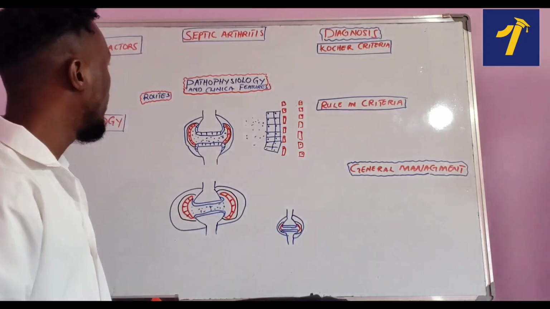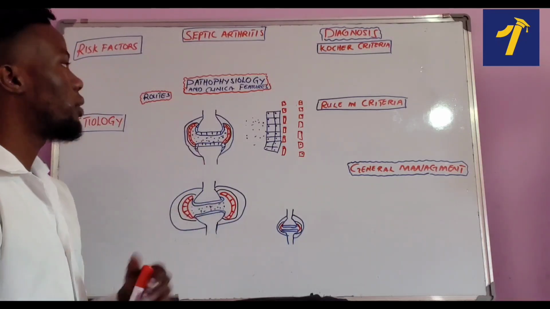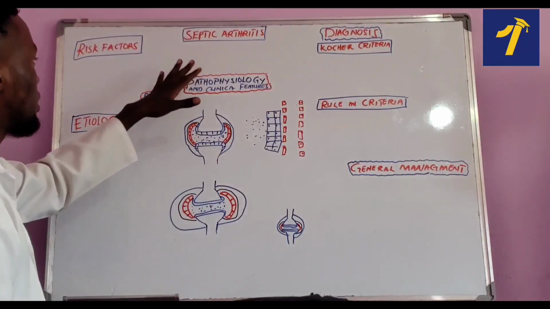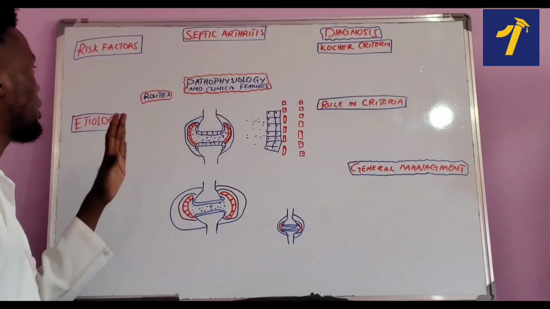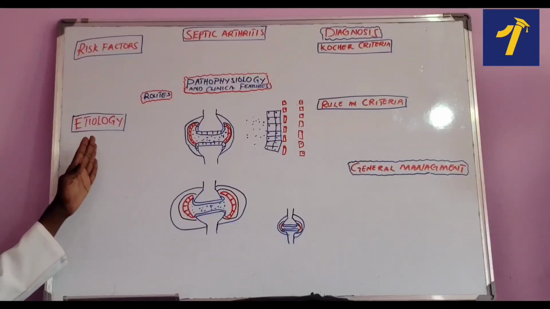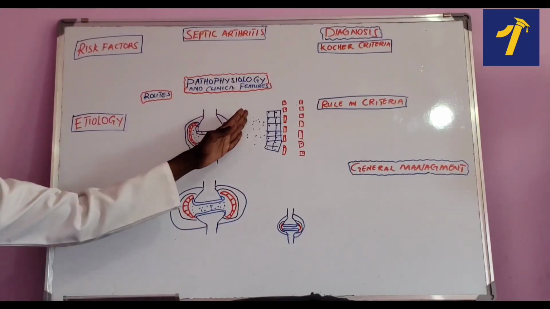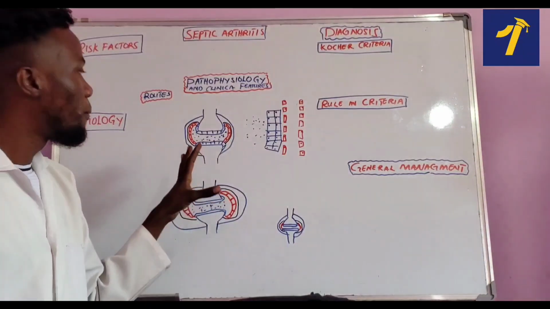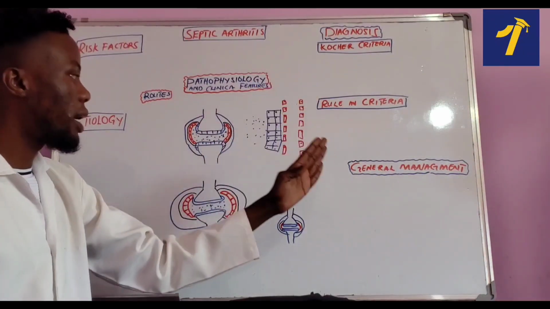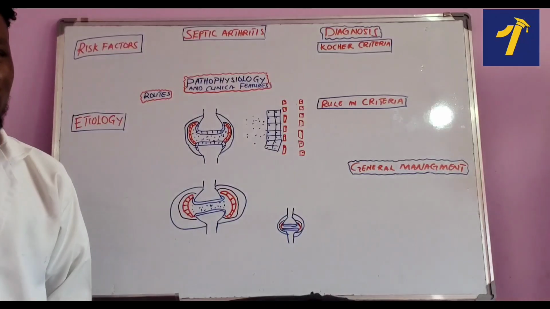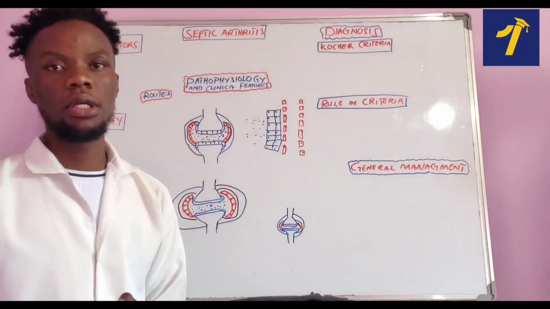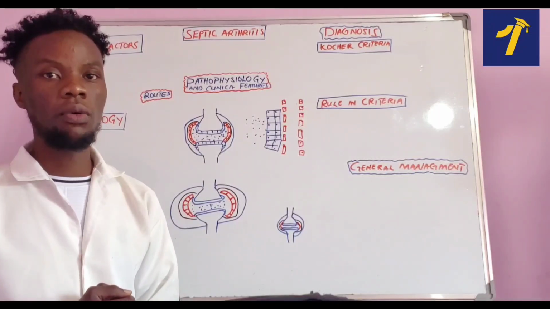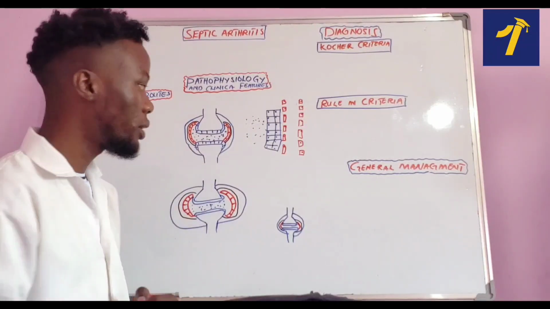Alright, so now in this video we're talking about septic arthritis. What we'll do is talk about the definition of septic arthritis, the risk factors, etiology, pathophysiology and clinical features, the routes of microorganism entry, as well as the diagnosis and the general management. So it's a lot, but make sure that you pay attention so that you can follow whatever we're going to be discussing here.